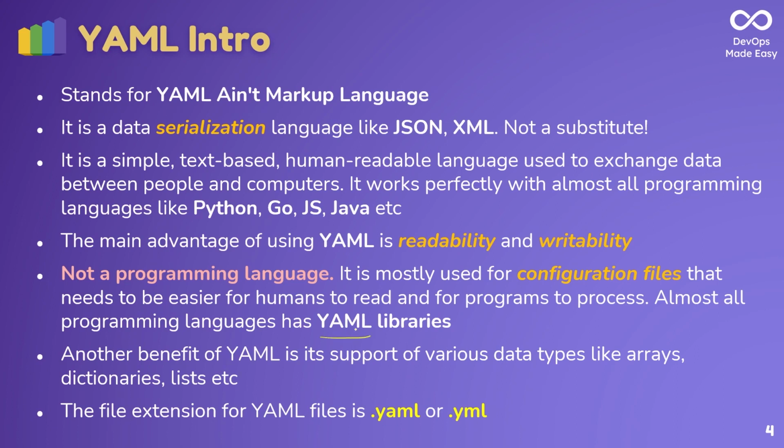So it is very easy for all the programming languages to read and write YAML files and also to serialize or parse the YAML files. Another benefit of using YAML is its support for various data types. So in the coming sections, we'll see what data types are supported by YAML, like lists, arrays, dictionaries, integers, strings, etc. And the file extension for YAML is either .yaml or .yml. It is entirely our choice.